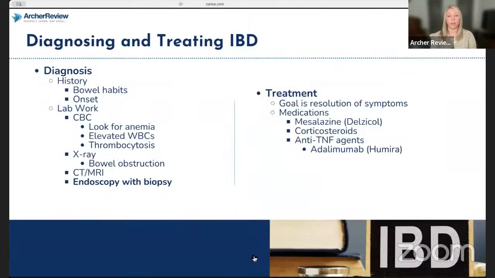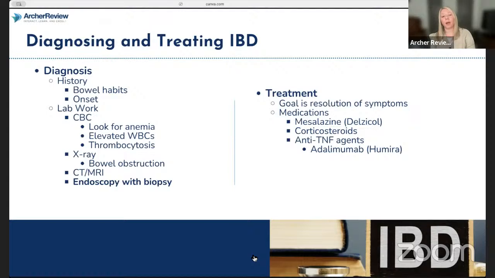As far as diagnosing and treating IBD, there's a lot of work that goes into it. So first up, we'll start with history. We'll ask about bowel habits and onset of symptoms. Next up is lab work. We'll order CBC, take a look for anemia, elevated white blood cell count, and thrombocytosis. We'll do an X-ray to check for bowel obstruction.